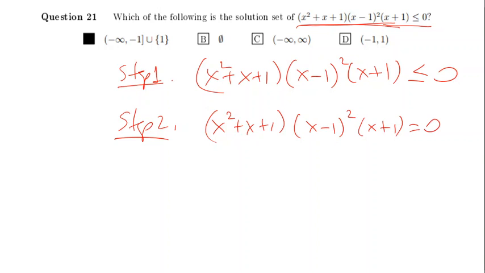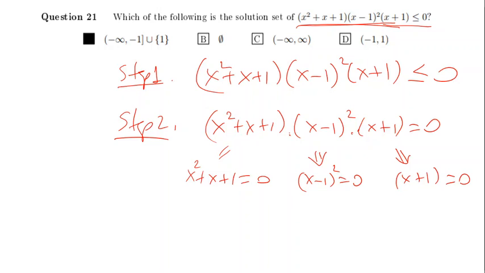So how do you solve such a thing? Since this is a product, the only way for it to be equal to 0 is if one of the factors is 0. So we have three options here: either this one is 0, or this one is 0, or this one is 0. We will check all these options.